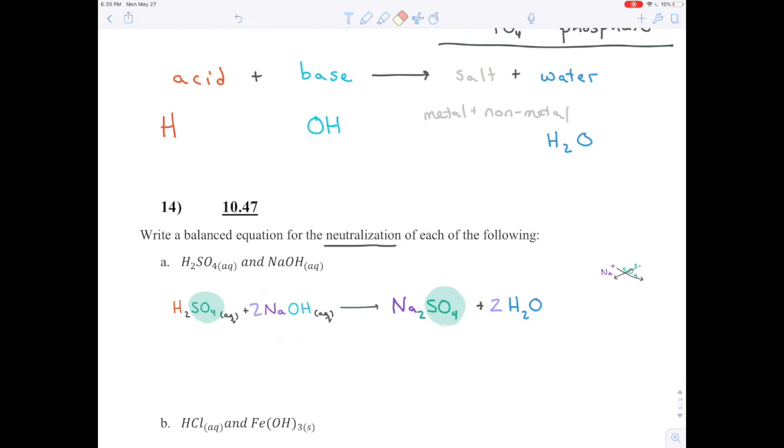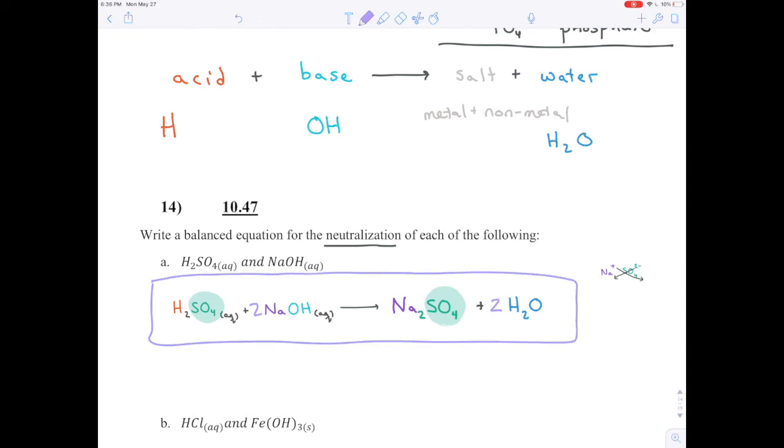And last but not least, the oxygens. I'm not going to count the oxygens in the sulfates because those are already balanced. We balanced those when we balanced the sulfates. So I'm just going to look outside of that. And here, I have oxygen in NaOH, sodium hydroxide. Remember to distribute the 2, so I have 2 oxygens here, and the oxygens are balanced. So you can see that each element, each ion here is balanced, and the overall balanced neutralization reaction between sulfuric acid and sodium hydroxide is this.